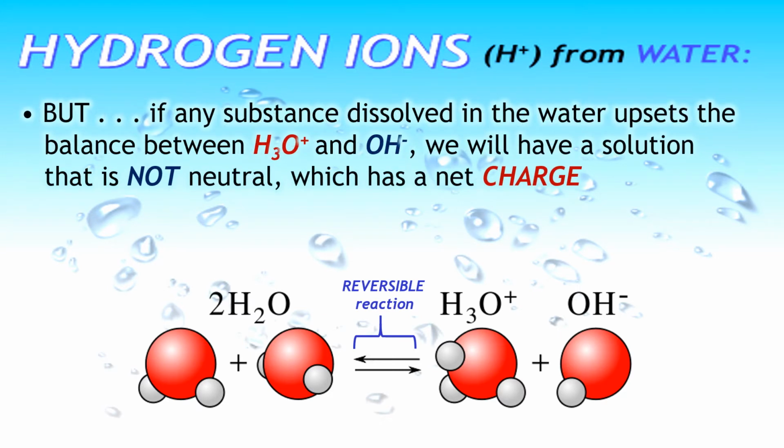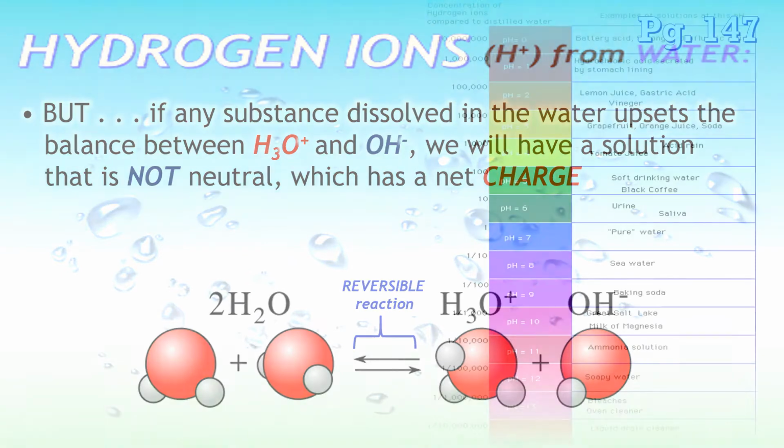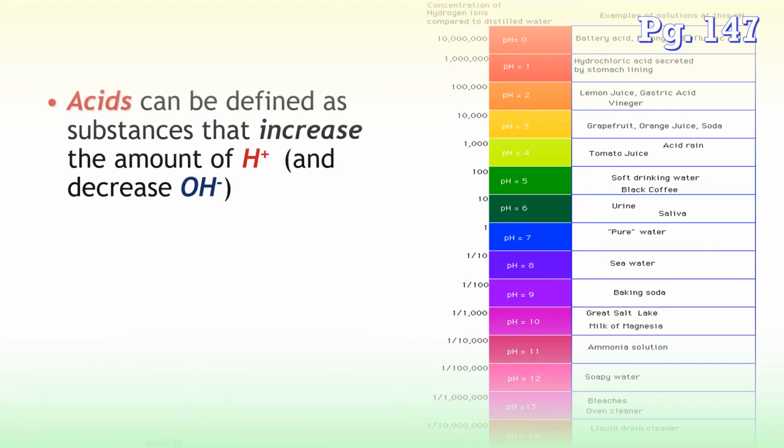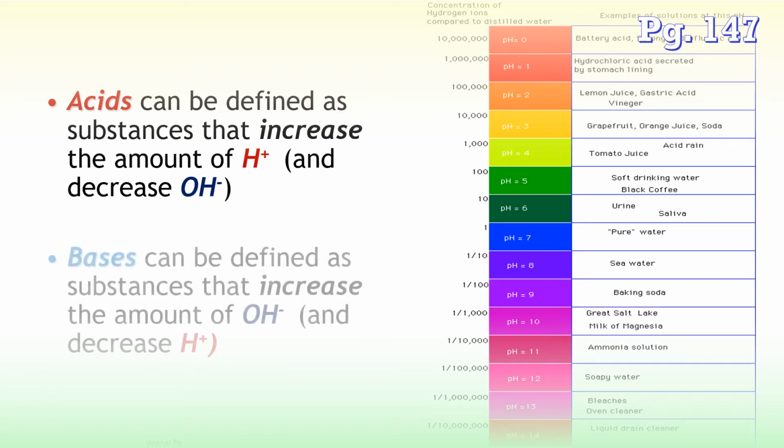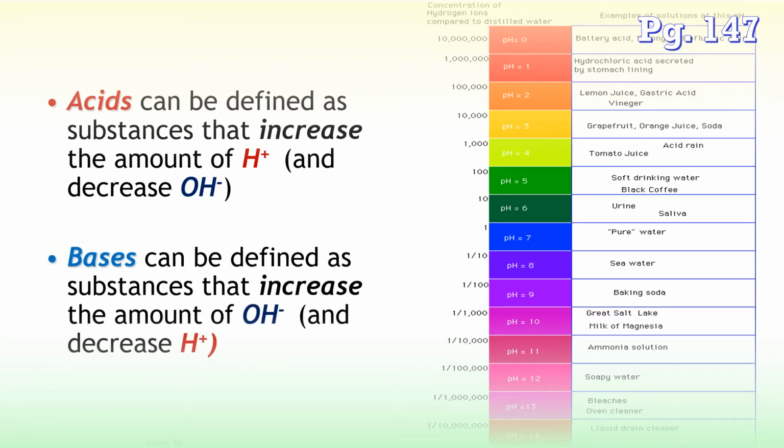unless there's something in there besides water. If any substance dissolved in the water upsets the balance between hydronium, H3O plus, and hydroxide, OH minus, we will have a solution that is not neutral, which has a net charge. When this happens, we get acids and bases. Acids can be defined as substances that increase the amount of hydrogen ions, H plus, and therefore decrease hydroxide, OH minus. Bases can be defined as substances that increase the amount of hydroxide, OH minus, and decrease H plus.